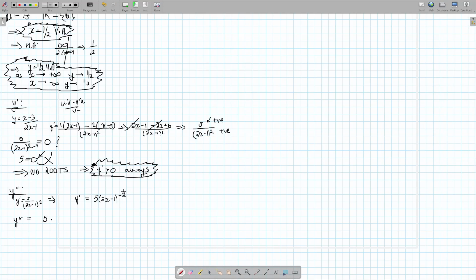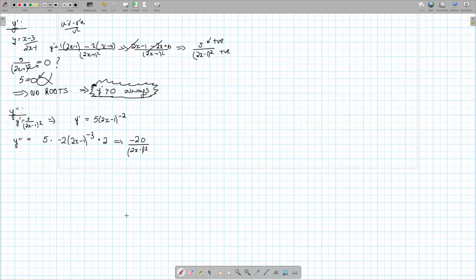How do you derive this? Derivative of the outside, always, chain rule. Derivative of the outside, minus 2 times 2x minus 1. Reduce the power by 1. Multiplied by the power, the derivative of the inside, which is 2. And when you multiply these, 5 times 2 times 2, you get minus 20. And this is negative power. That means over 2x minus 1 to the power of 3. So this is y double prime. Let's see. Y double prime.